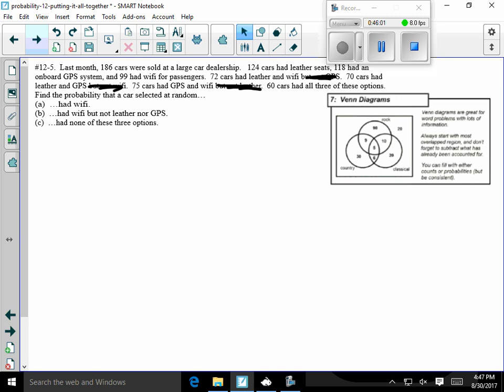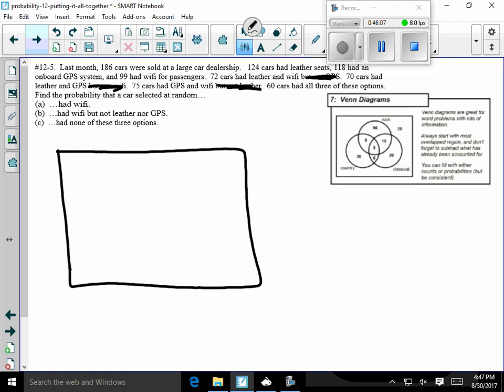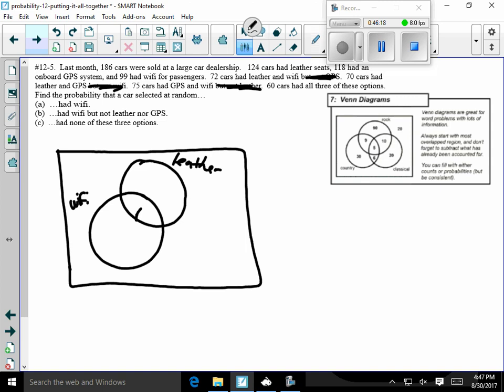been accounted for. So in this case, if I was making a Venn diagram for this, I would have 3 circles for the different options. I'd have a circle for leather, right? I would have a circle for Wi-Fi, and I would have a circle for GPS, and I would make them all overlap because it says that 60 cars had all 3 of the options. So we're going to start by trying to figure out what the number in the middle of this would be, and that's this right here. 60 cars had all 3, so I'm going to populate this Venn diagram with counts. You have to pick either counts or probability and stick with that. So we're going to go with counts here because the data is in terms of counts.